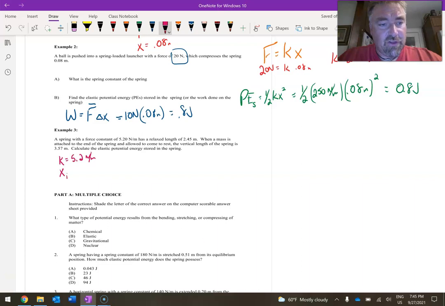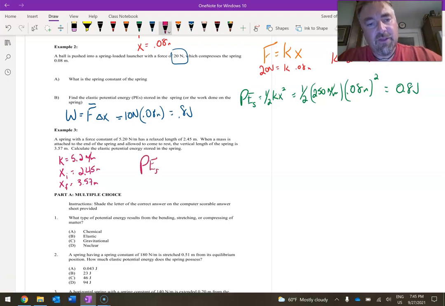So the original x initial is 2.45 meters. After we attach a mass to it, my x final is going to be 3.57 meters. We want to calculate the elastic potential energy. For this one, potential energy stored in the spring, is equal to 1/2 kx². But you have to remember, this x is how far it's been stretched.